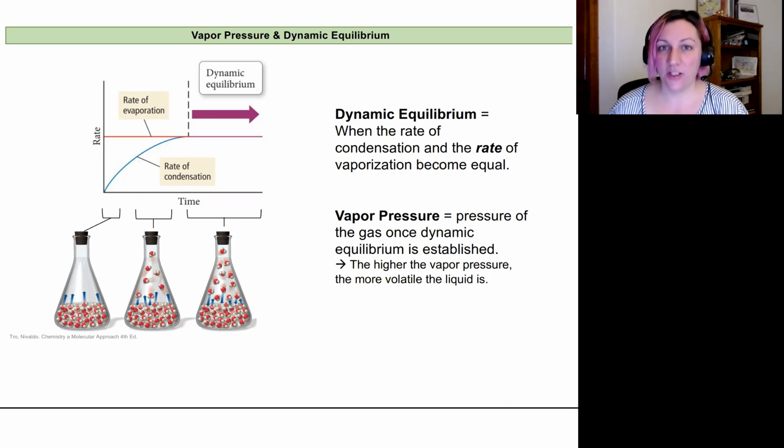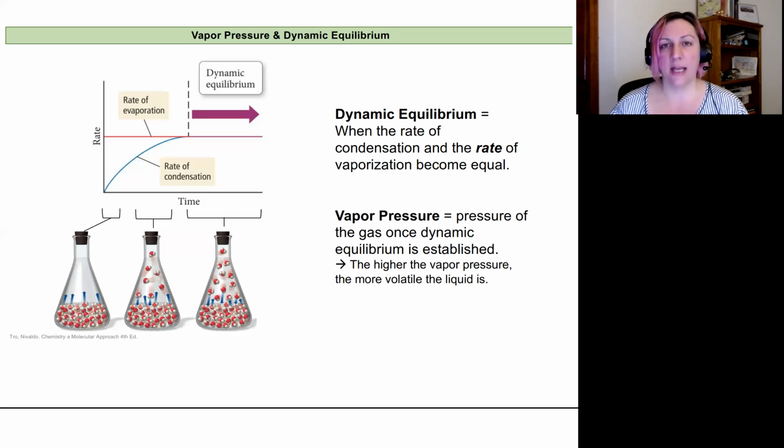So, for phase changes, what's really happening at dynamic equilibrium is that we see the rate of condensation, so gas to liquid, equal the rate of vaporization, so going from a liquid to a gas. This is going to happen. We'll reach dynamic equilibrium for vaporization and condensation if we have a closed system.